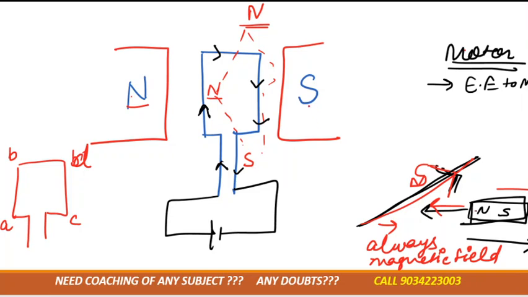Correct? Now you can see that here is the south pole. So will north and south attract each other or repel each other? Here is a north pole, it attracts, right? So north will attract the south. So now this coil moves completely 180 degrees. Earlier AB was here, but now in this condition AB is here and CD is here. Okay, so the coil completely flips, right?